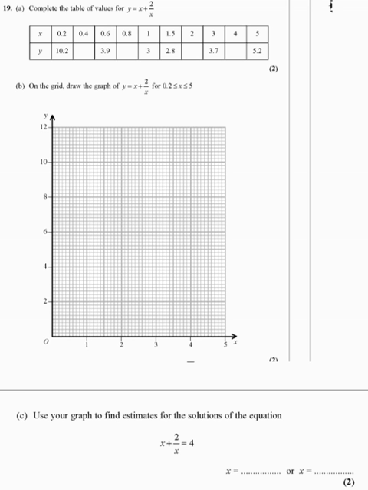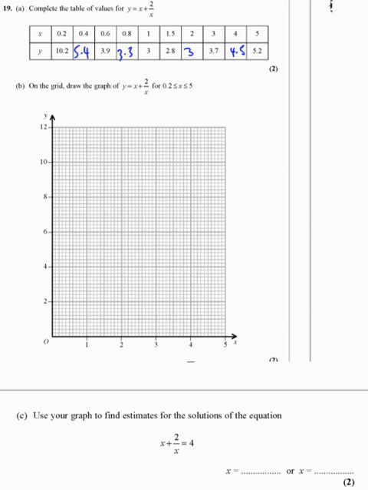Okay, question 19. This is another one that people don't particularly enjoy. The first part, you just plug in the values of x into the table, and the missing values that you should get are 5.4, 3.3, 3, and 4.5. I won't worry too much about how you get those because I think it's reasonably easy.